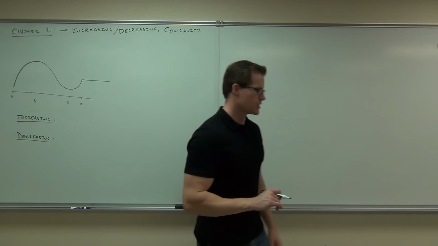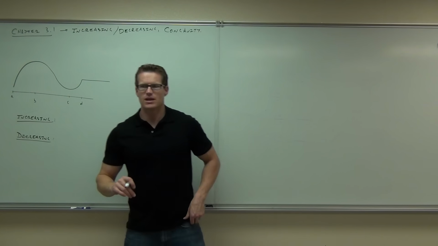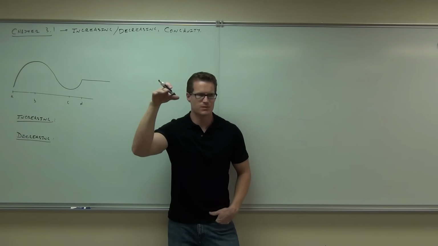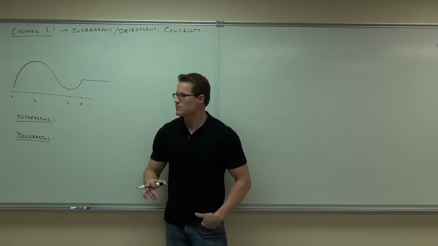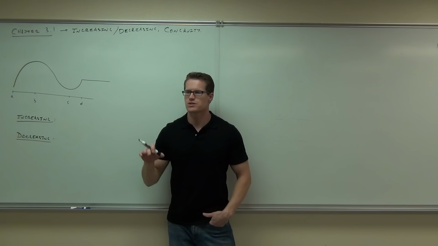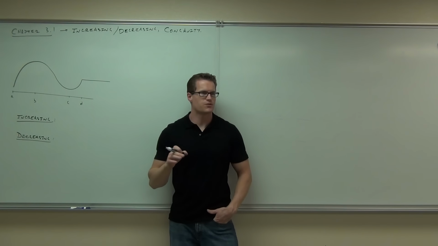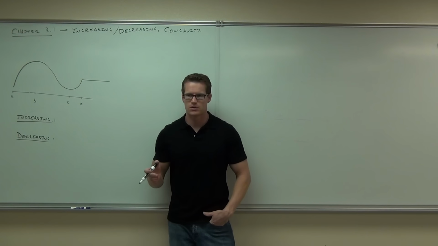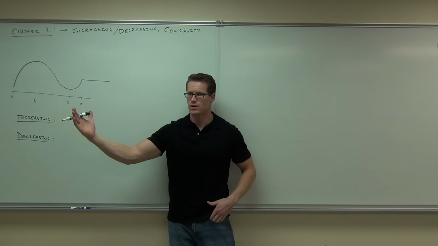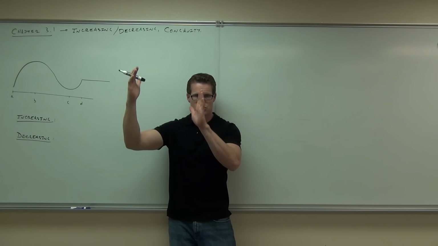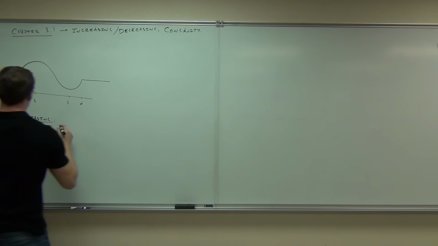So the first question is this. Increasing means going up, decreasing means going down as we're going from left to right. We read our graphs left to right. So can you give me an interval on which this function, let's assume it's a function, is increasing, going up? Certainly, from A to B. Do you see how from A to B we're rising? The function is climbing from A to B.